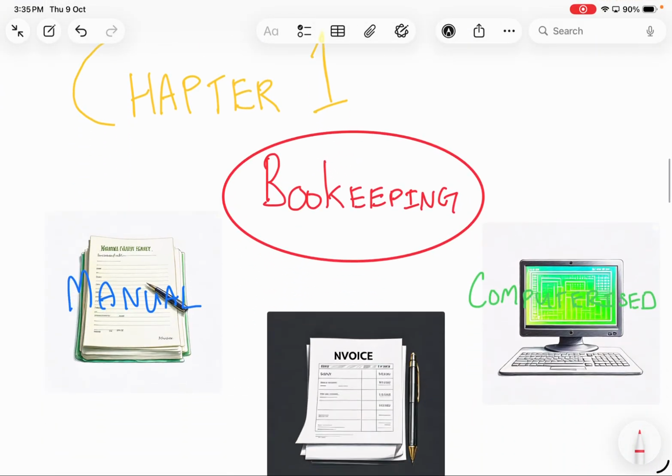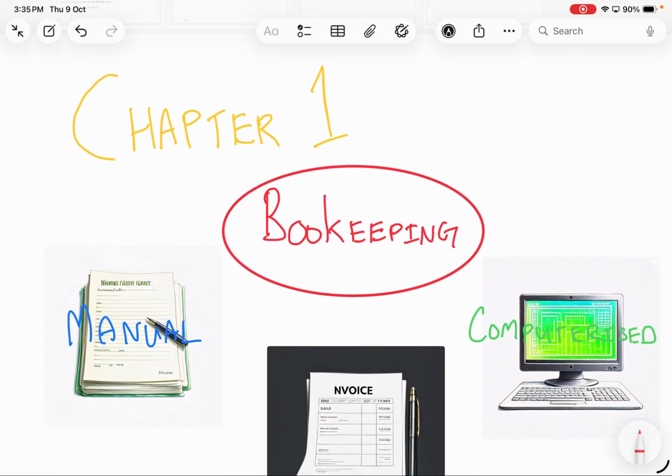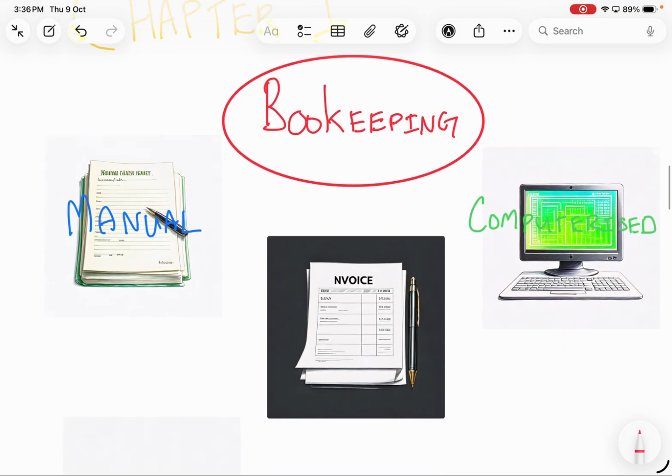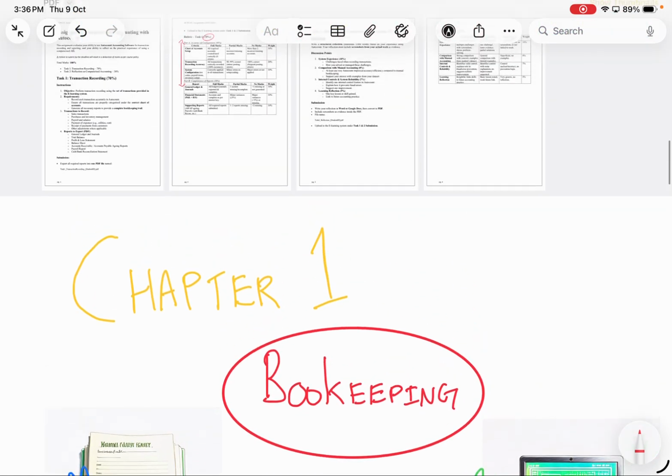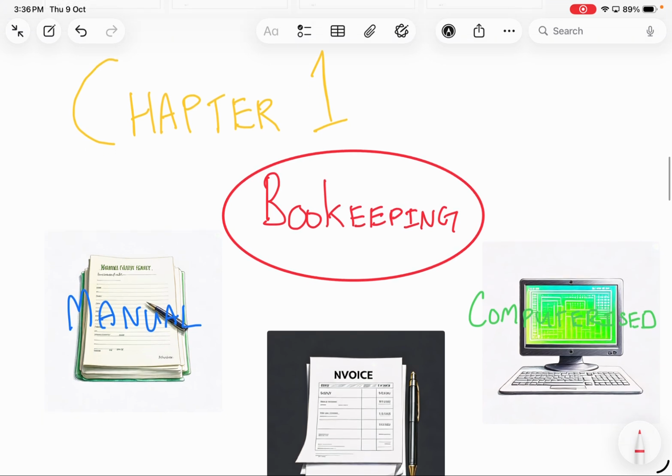Alright, chapter 1. Okay, we are now coming into chapter 1 already. So, bookkeeping. What do you know by bookkeeping? Bookkeeping, you got the invoice. What is bookkeeping? Let's put a question mark. What is bookkeeping? Do you know what is bookkeeping? Recording, right? You got the recording.